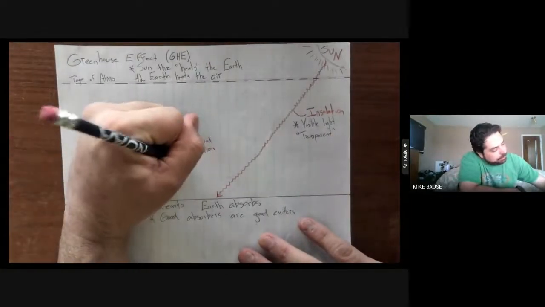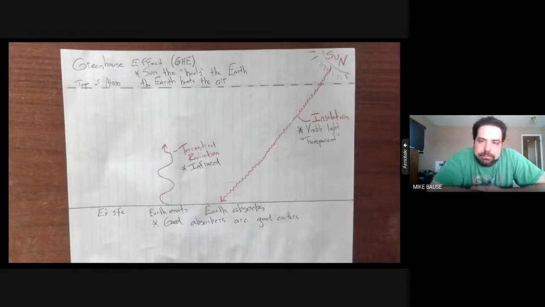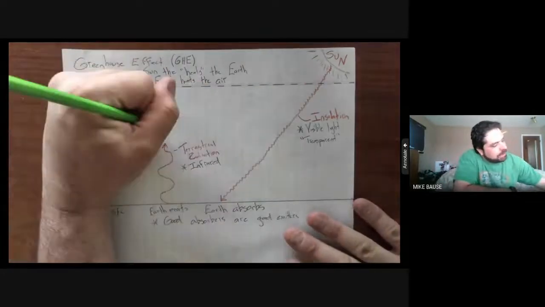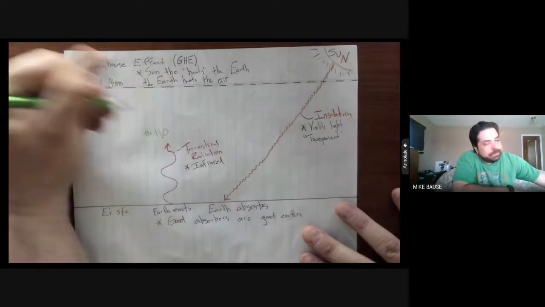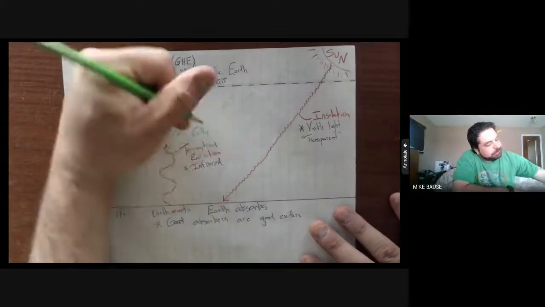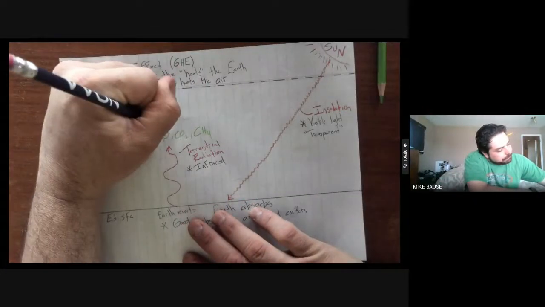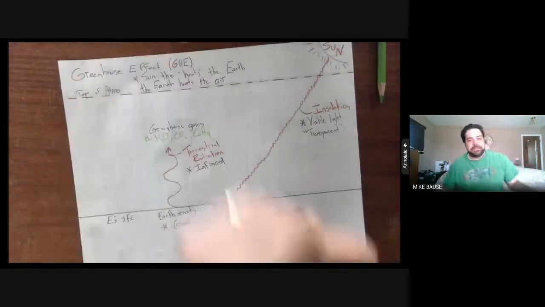It's infrared radiation. The problem with infrared, unlike visible, is it's not transparent. Something gets in the way. Number one greenhouse gas, most of us assume it's carbon dioxide, but actually the number one greenhouse gas is water. Okay, number two is CO2. Then you've got methane. Those are your greenhouse gases.